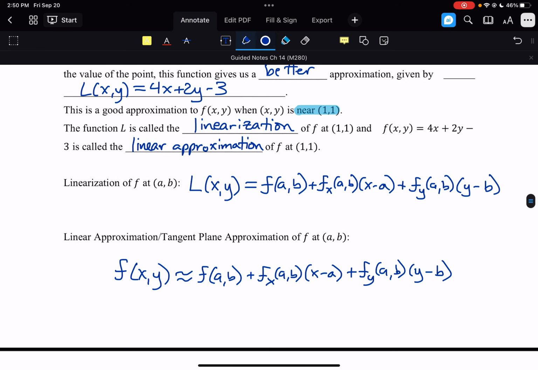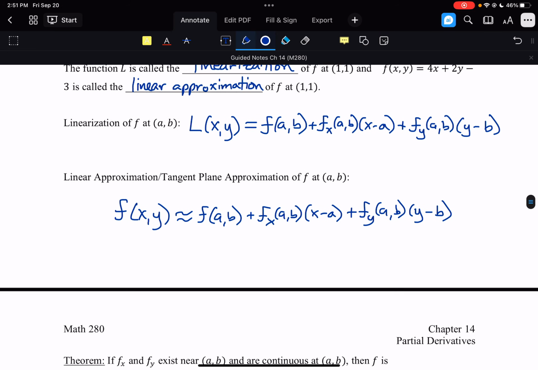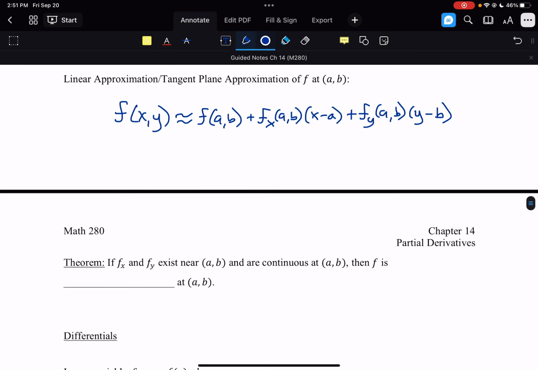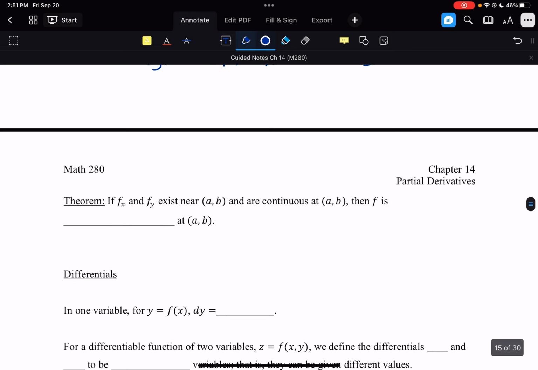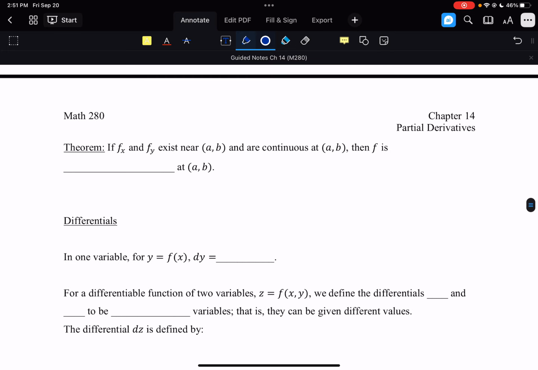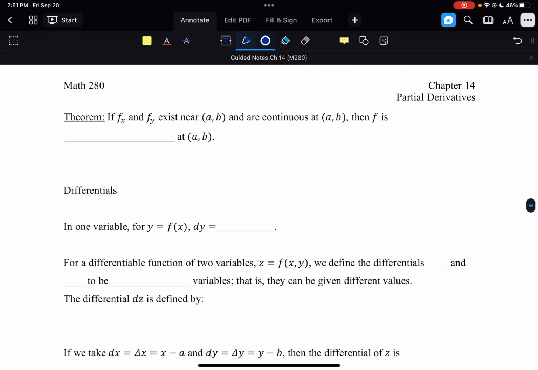So if we look at the top of the next page, we have another way of looking at these linear approximations. A little bit of background here. If fx and fy exist near a, b and are continuous at a, b, then f is differentiable at a, b. Differentiable just meaning we are able to take a derivative, or in this case, a partial derivative.